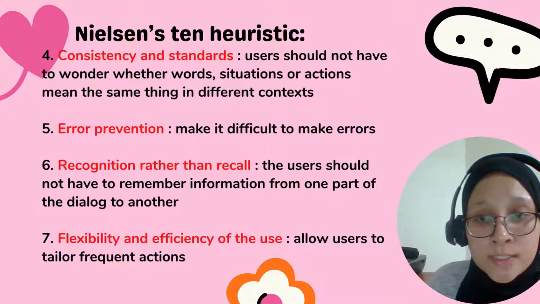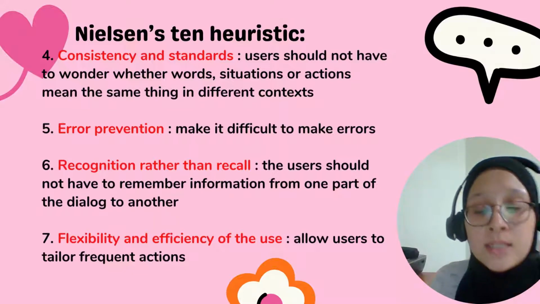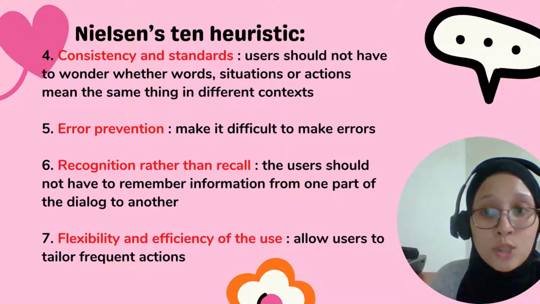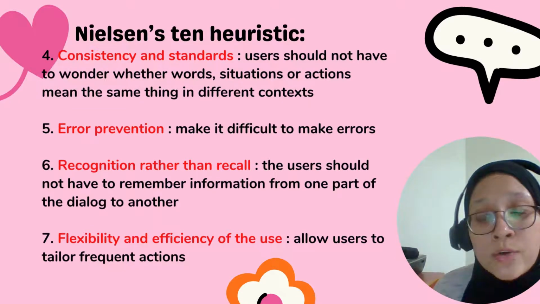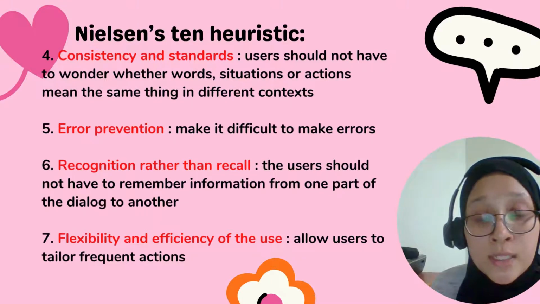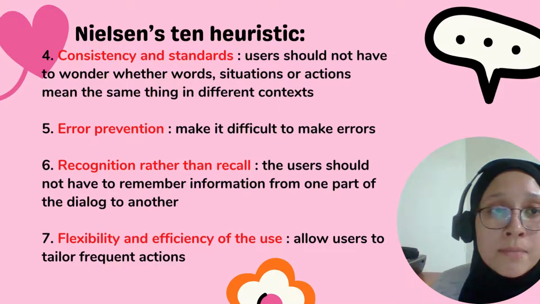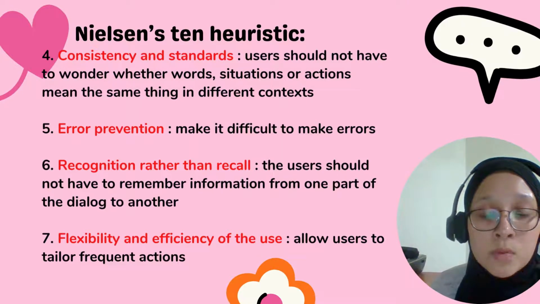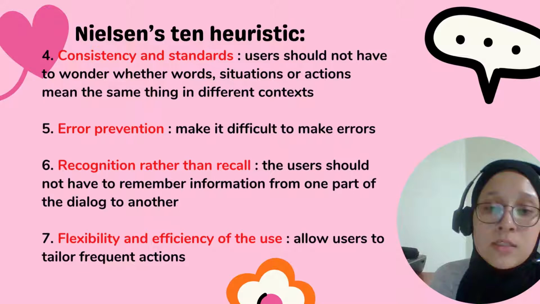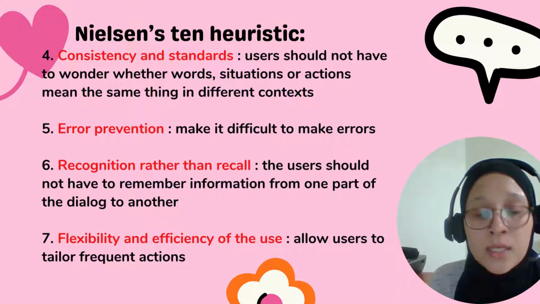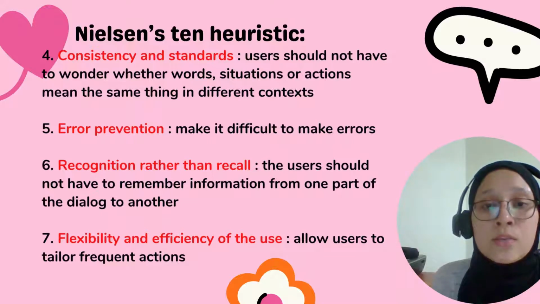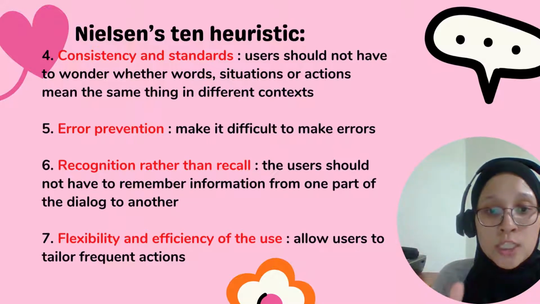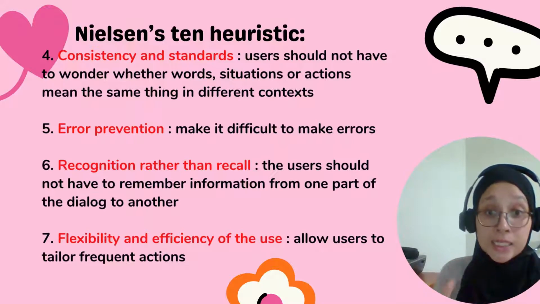Okay, untuk yang keempat, heuristic evaluation, kita ada consistency and standards. Sama macam sebelum ni saya bagi tahu, consistency and standards. Users should not have to wonder whether words, situations or actions mean the same thing in different contexts. So, you buat dia konsisten lah. So, kalau setiap benda yang dibuat tu kita dah keluarkan pop-up, biarlah daripada awal sampai hujung kita keluarkan pop-up. Okay. Yang kelima, kita ada error prevention. Make it difficult to make errors. So, contoh, you suruh dia isi form and then ada yang tertinggal.